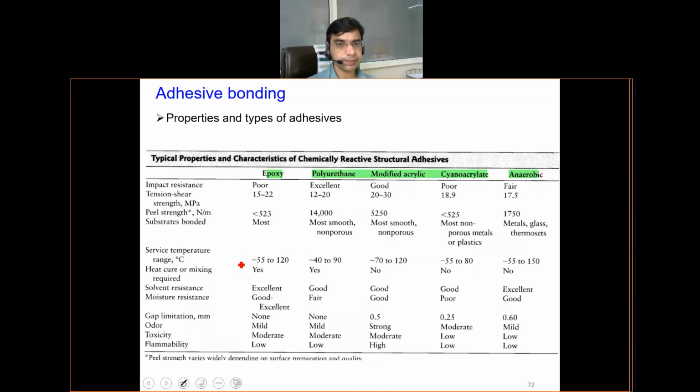Now, since I am talking of adhesives, it is also important to look at what type of adhesives are actually used in the industry. Typically, these are the names of the adhesives mentioned here: epoxy, polyurethane, modified acrylic, cyanoacrylate, and this last one, anaerobic, is also used as an adhesive in the industry.